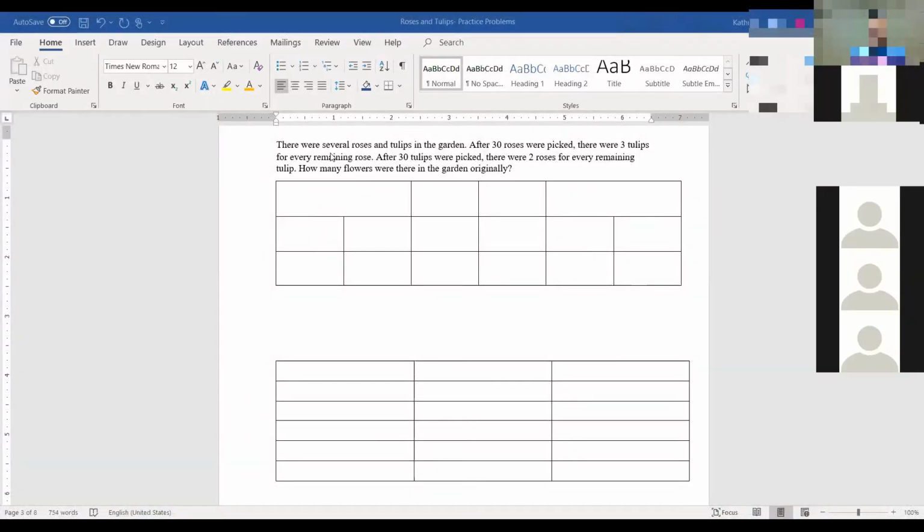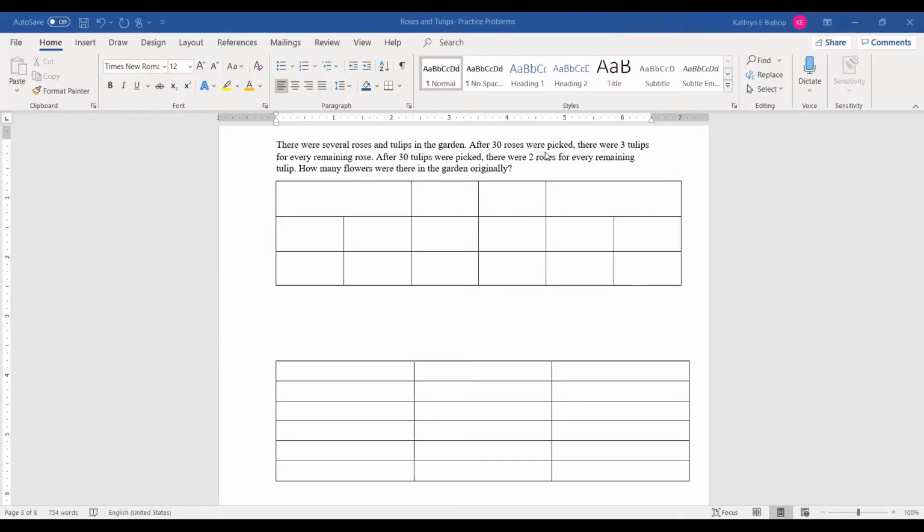Okay, so I did the problem that said there were several roses and tulips in the garden. After 30 roses were picked, there were 3 tulips for every remaining rose. And after 30 tulips were picked, there were 2 roses for every remaining tulip. How many flowers were in the garden originally?